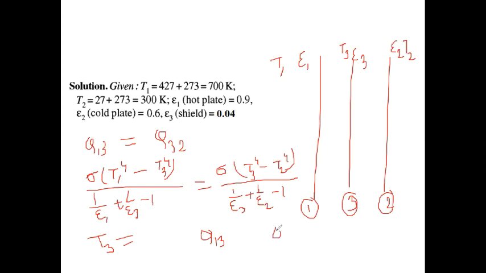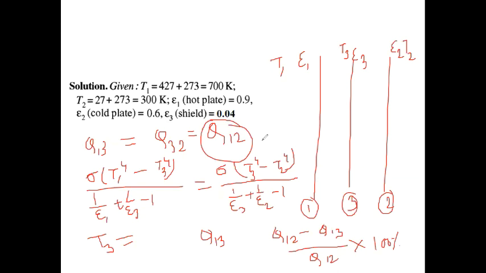So net reduction is Q12 minus Q13 divided by Q12, into 100. So this is the percentage of heat reduction. In this way you can also calculate. Or this is also Q1 to 2 total, when we apply the aluminum shield. So when we apply the shield, Q1 to S.